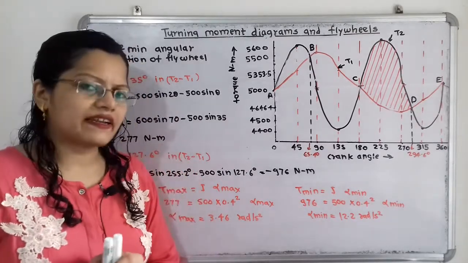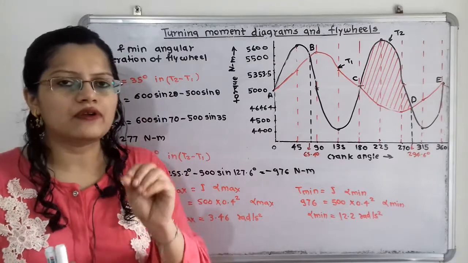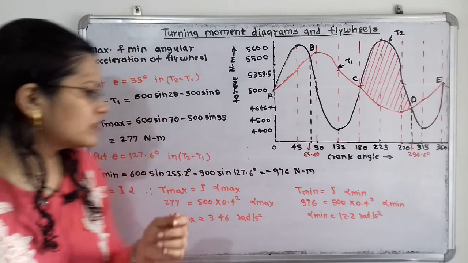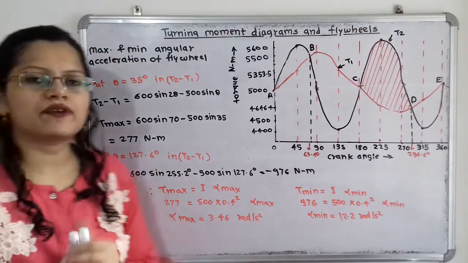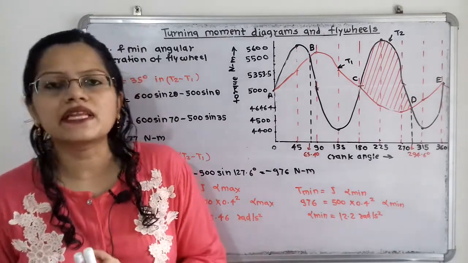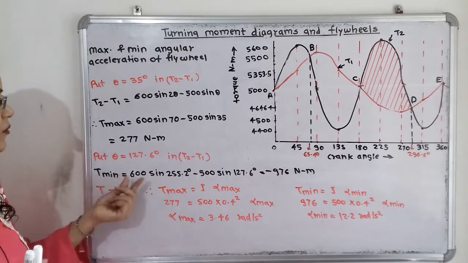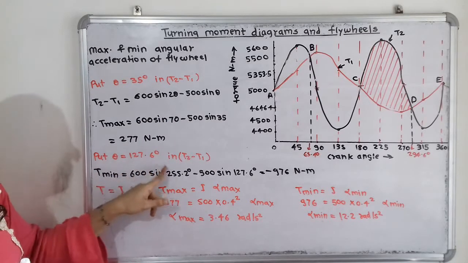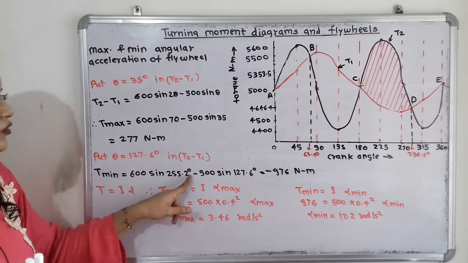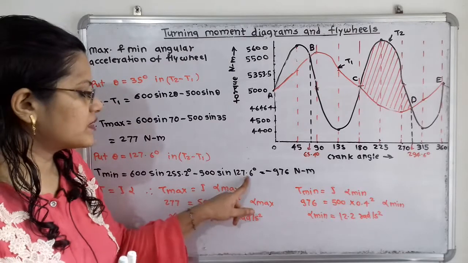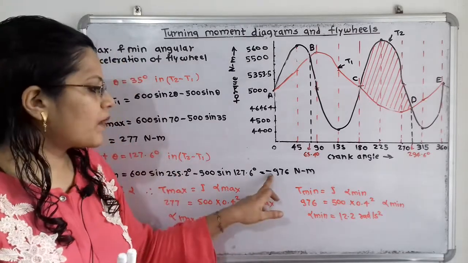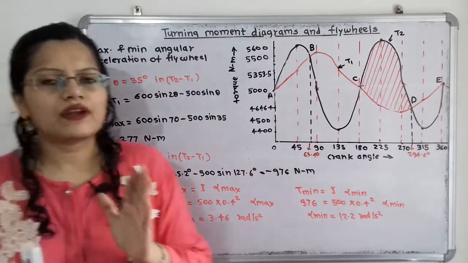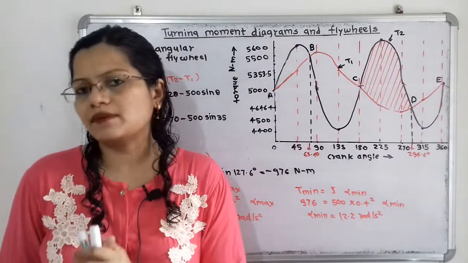Now when we put the second angle, for the negative value, that is cos θ equal to a negative value and θ equal to 127.6 degrees, then it will give us the minimum torque. For this minimum torque, 600 sin 2θ, that is 2 into 127.6, which is equal to 255.2 degrees, minus 500 sin 127.6, which is equal to minus 976 Newton meter. So these are the two values for torque, that is T max and T min.